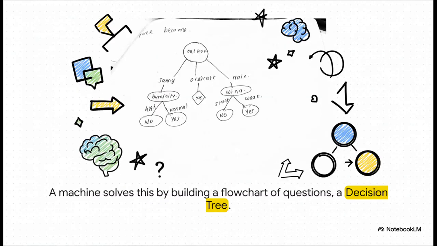And here's the solution the machine comes up with. It's this awesome flowchart. See, it figured out that the best first question to ask is about the outlook. Because if the outlook is overcast, boom, you always play tennis. Done. But if it's sunny, well, then the next best question is about the humidity. And if it's rain, then you need to ask about the wind. It's just a clear, logical path to get to an answer.